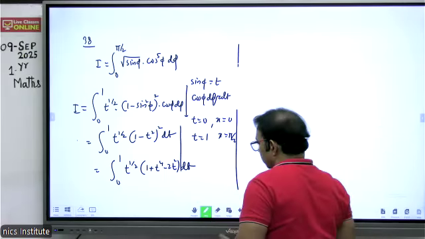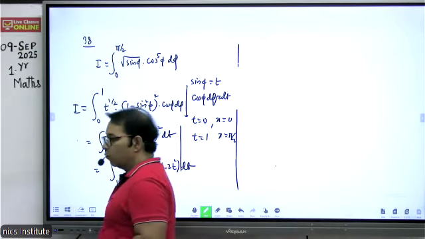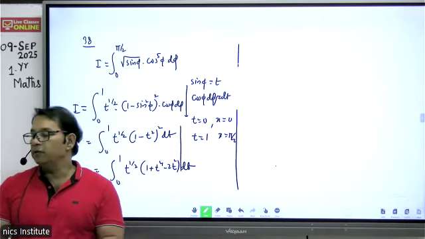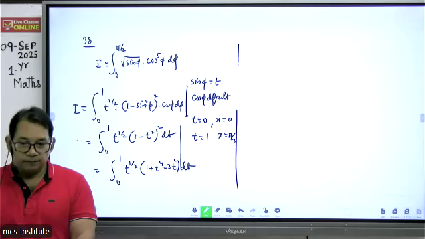So the rest of the questions you practice by yourself. Now we'll move to questions involving properties. Properties of definite integral.